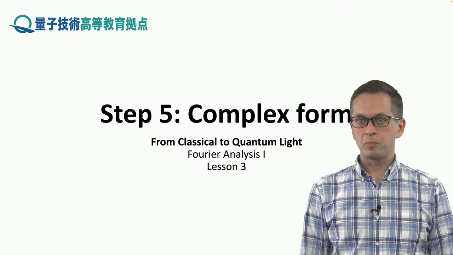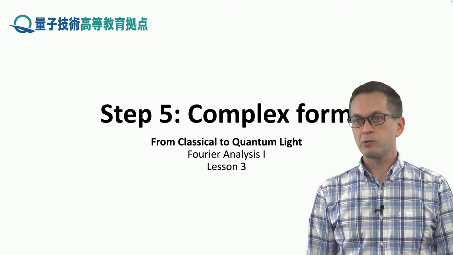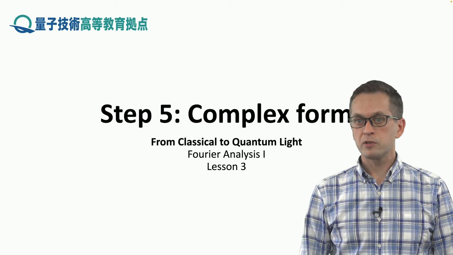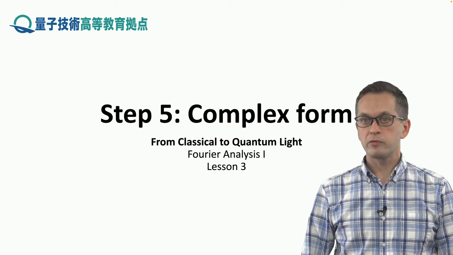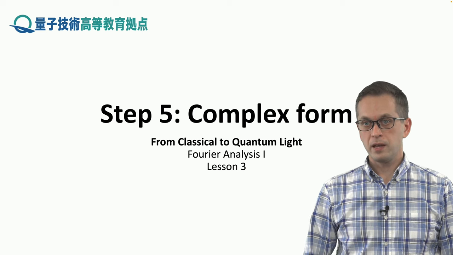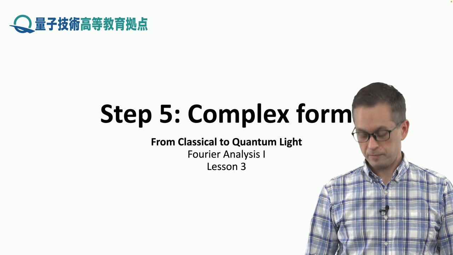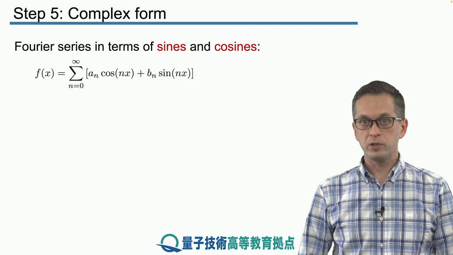Step 5, complex form. Now we're going to conclude this lesson with rewriting the Fourier series, not in terms of its sines and cosines, but in terms of complex exponentials. It just turns out that this form is a lot easier to handle and more convenient. So how do we do that?